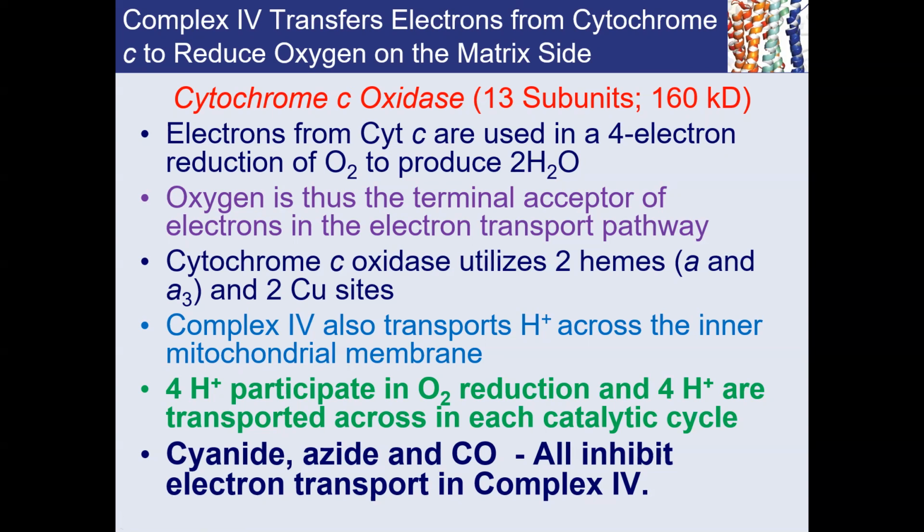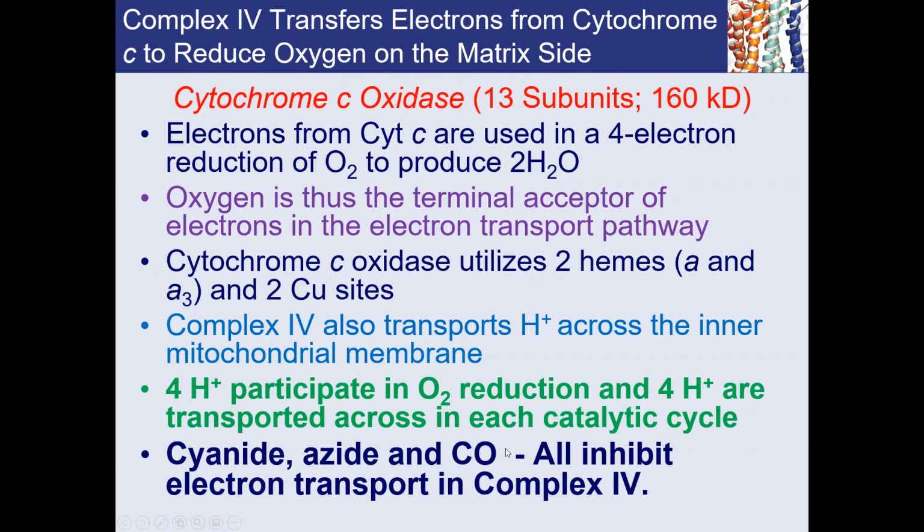It turns out that complex 4 also transports protons across the inner mitochondrial membrane, okay? And so there are a total of 4 protons that participate in molecular oxygen reduction, and 4 protons are transported across in each catalytic cycle. And there are some inhibitors of complex 4 that will completely shut down the oxidative phosphorylation process. Those are cyanide, azide, and carbon monoxide. Okay, and as I said, they can inhibit complex 4.